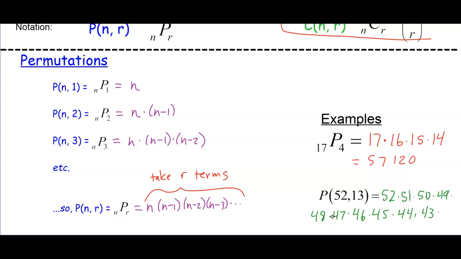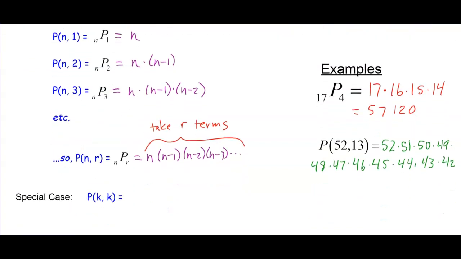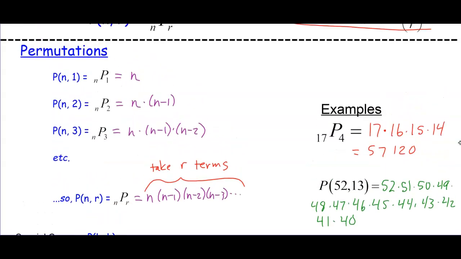1, 2, 3, 4, 5, 6, 7, 8, 9, 10. Okay, keep going. 42, 41, 40. Am I there yet? 1, 2, 3, 4, 5, 6, 7, 8, 9, 10, 11, 12. Ah, there we go. So you see, this formula is actually pretty terrible. It works fine when r is small, but when r starts to get kind of big, this formula is not really very good.